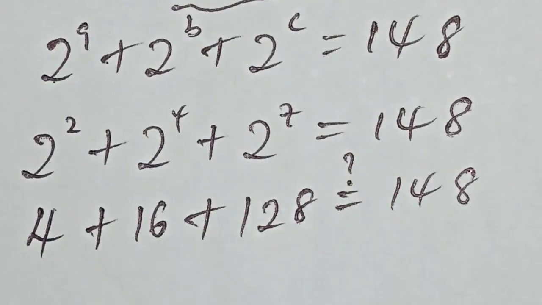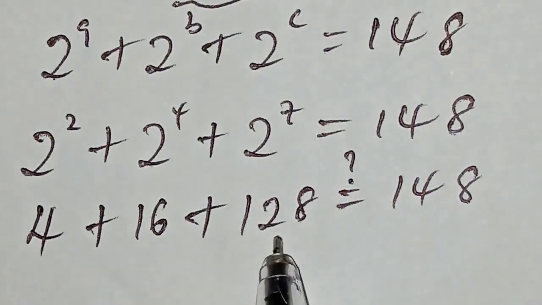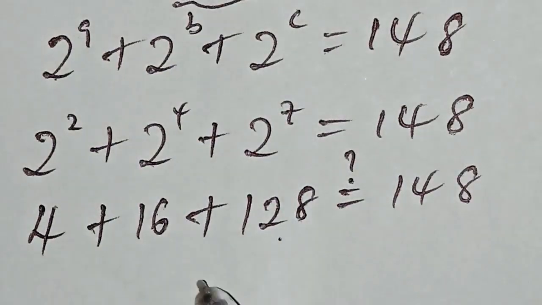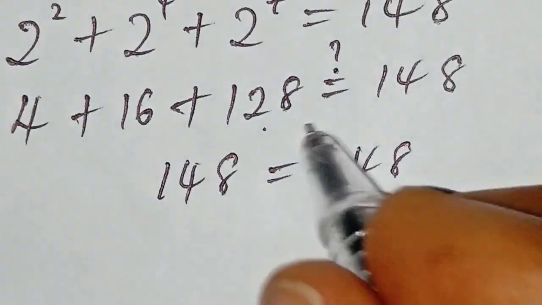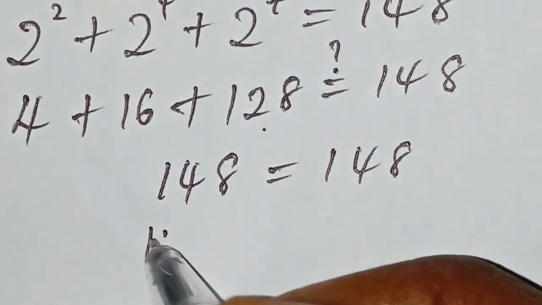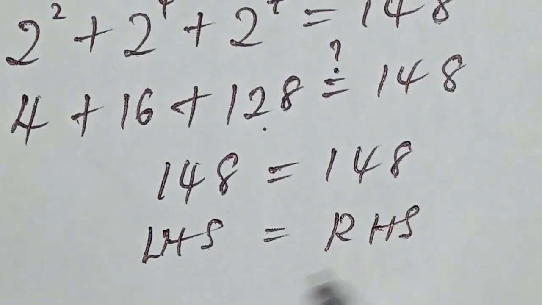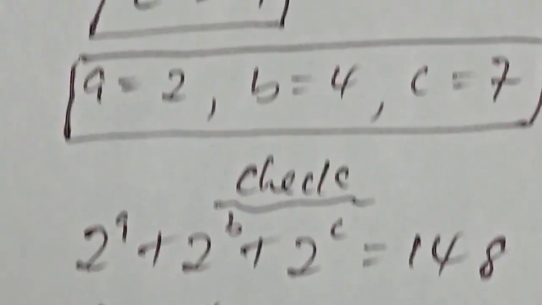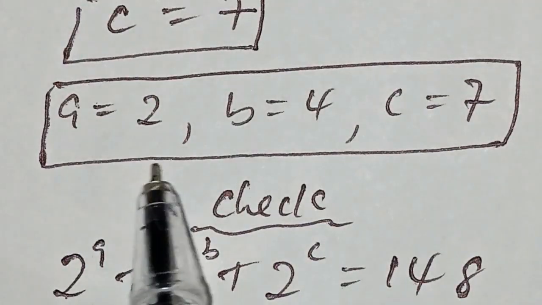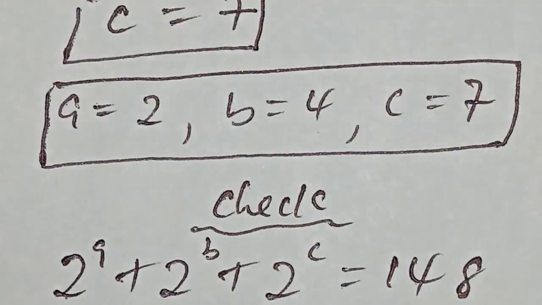Is that equal to 148? So if we add this left hand side together, we are going to arrive at 148, and that will be equal to 148. The left hand side is now equal to the right hand side, which proves that our value of a, b, c, as a equal to 2, b equal to 4, and c equal to 7, are correct values.